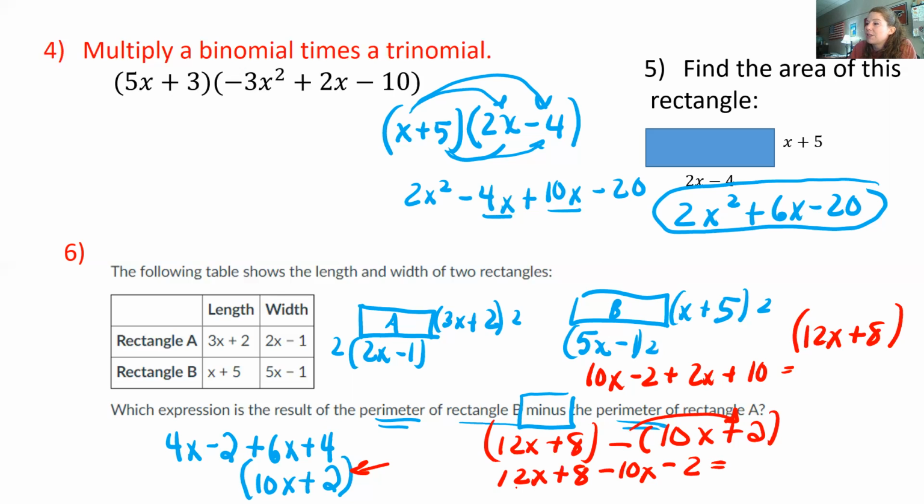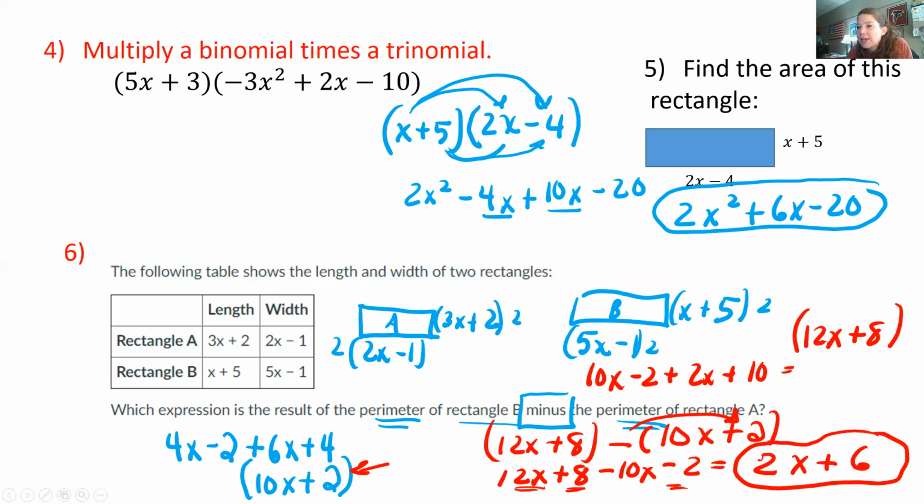So finally, we combine like terms. 12x minus 10x is 2x, and 8 minus 2 is +6. So that is how you do that problem, and you will have that problem this week. All right, does that make sense, guys? Okay, coffee break, everyone.